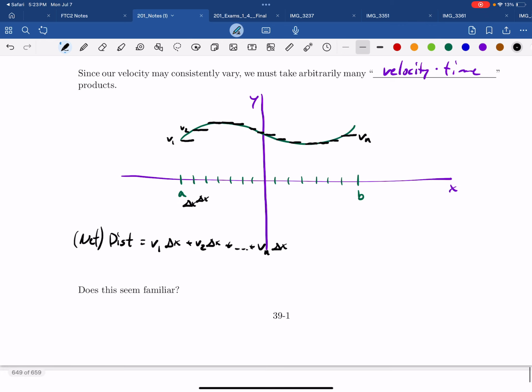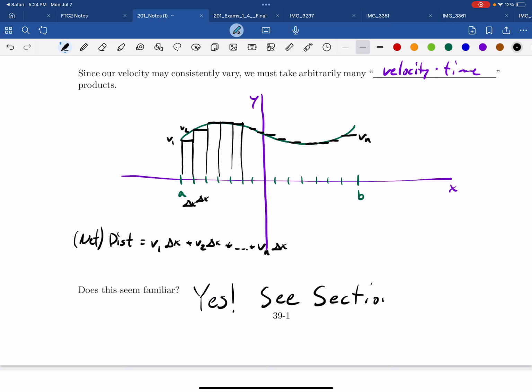Okay? Does that seem familiar at all? Well, if you think about it, you could think of these as just rectangles, right? And we're just finding the area of these rectangles, just like we did before. So I'll say see section 5.1.